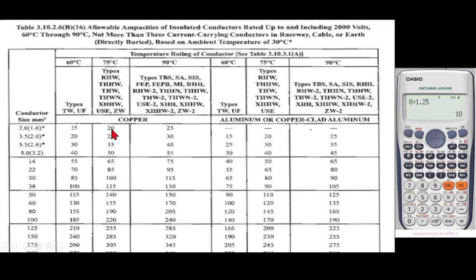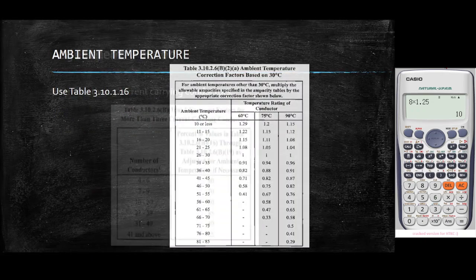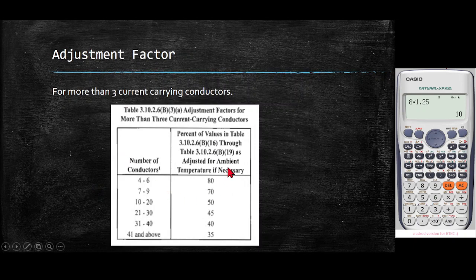So what we need to do is find the ampacity of the wire. For example, 2.0 THHN copper: 25 amperes is its ampacity. Then we apply whatever adjustment factors are applicable. Let me repeat: this table is only applicable if your wire is inside a raceway or a conduit or directly buried. If it is exposed, there is no need to apply this adjustment factor.